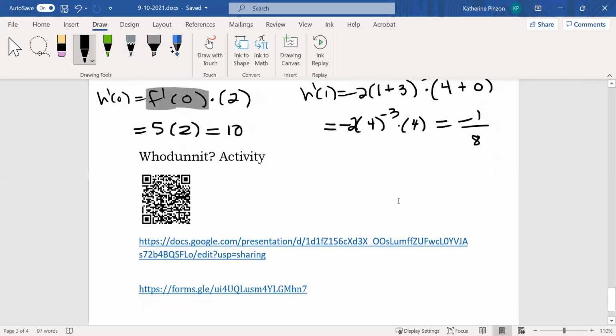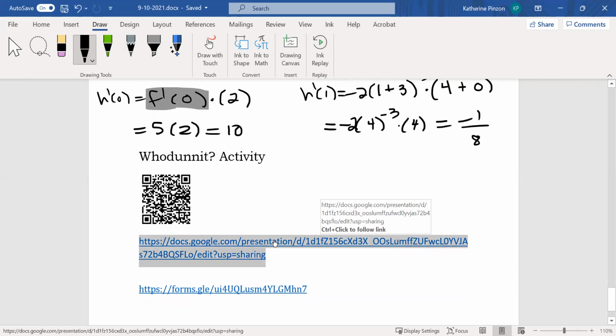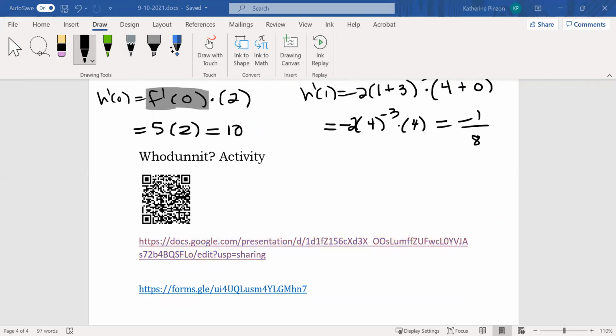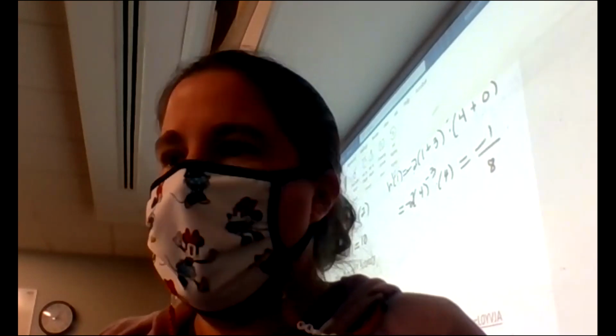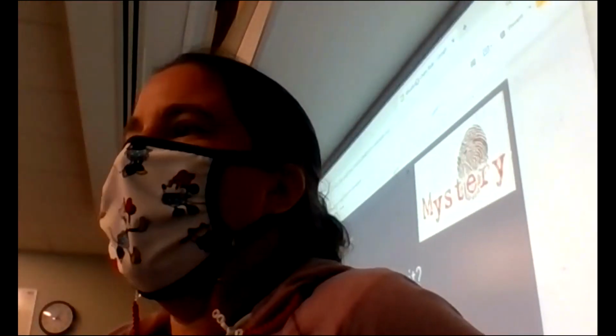Okay, we're going to do this whodunit activity now. It's going to be good. Let me show you how it works. Control click, did that. There we go. I'm going to show you how it works, and then you can scan this QR code and it'll take you right there. So you won't be able to write on these pages.